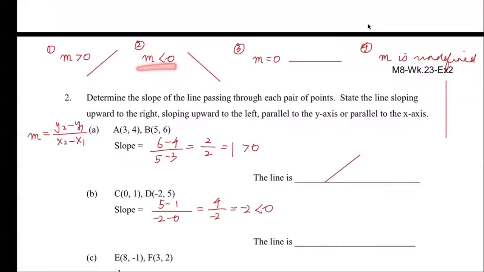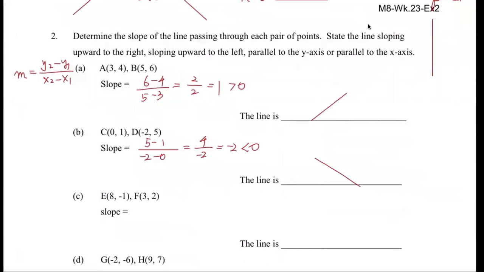When the slope is smaller than 0, that means the straight line is upward to the left, or you can say downward to the right, right? Upward to the left or downward to the right, doesn't really matter, as long as you know what we're talking about here, right? So this is the straight line, okay?